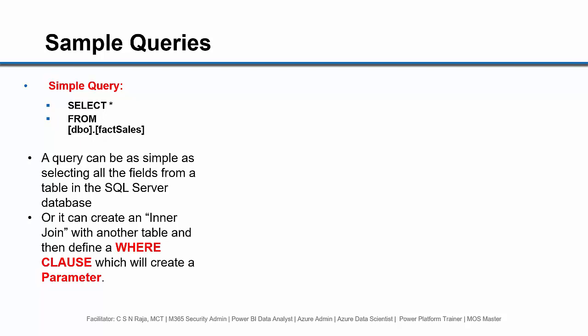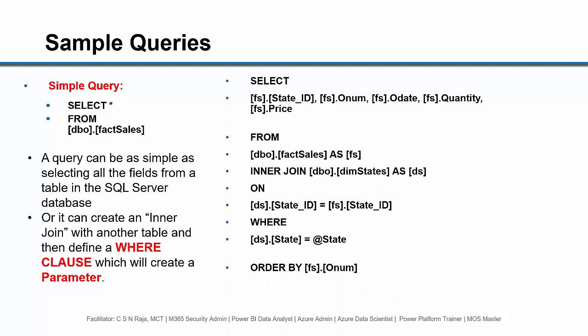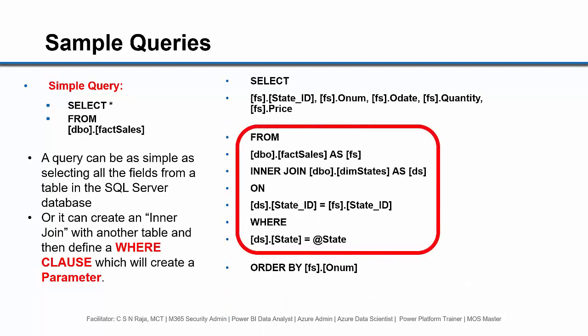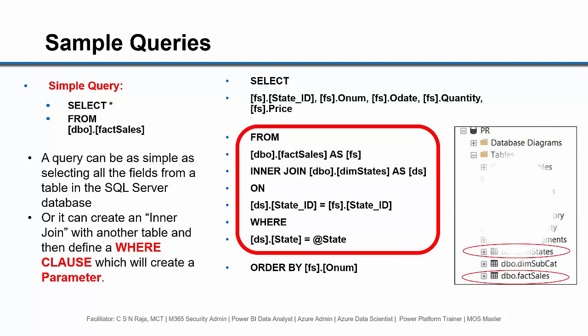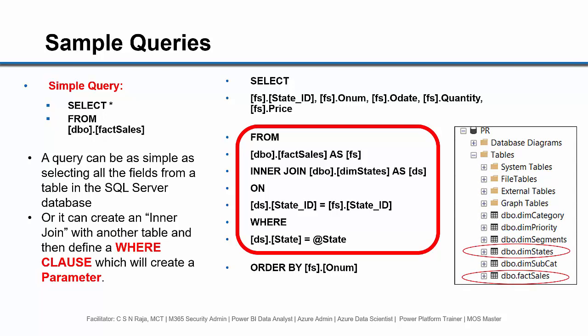Or it can create an inner join with another table and then define a where clause which will create a parameter, as you can see in this image now. Shortly we will be moving to the demo in which this will be explained. So let us not spend time on this except for the fact that you need to know that we have a dimension states table and a fact sales table. Both of them contain a column called state ID through which they can be connected together.